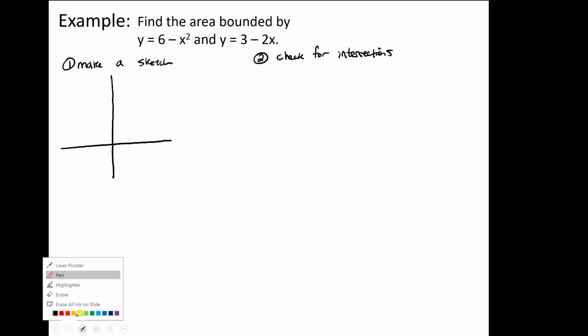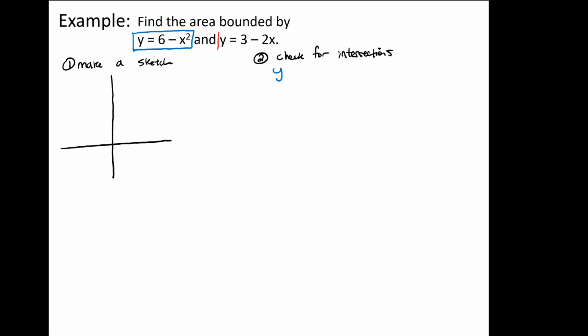So the color coding process, I'm going to use blue for the first one, parabola 6 minus x squared. And I use red for the second one, 3 minus 2x. To check for intersections means I'm going to set y equal to y. So 6 minus x squared equals 3 minus 2x. And then solve for x. See what x values make this true.